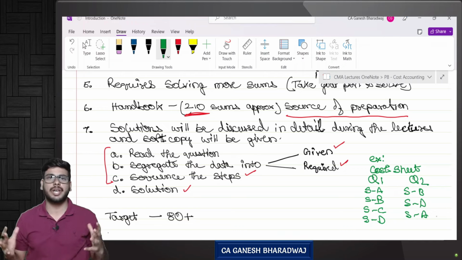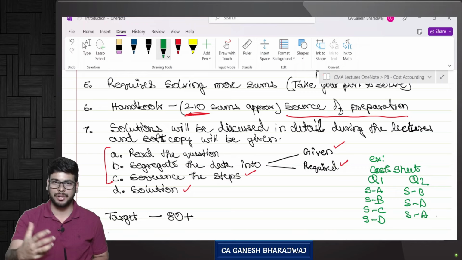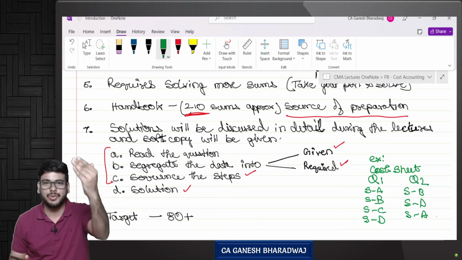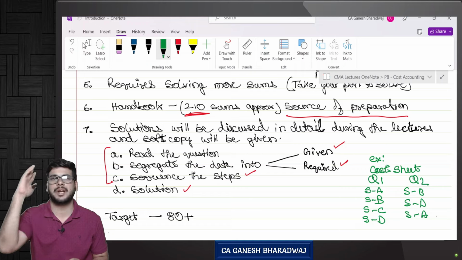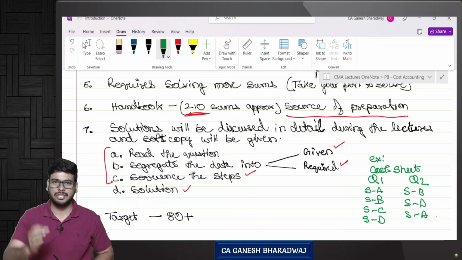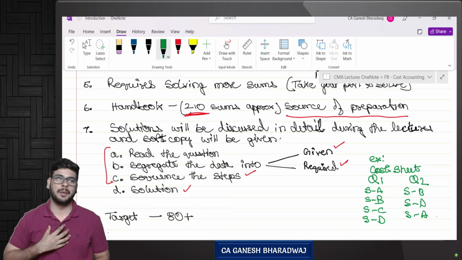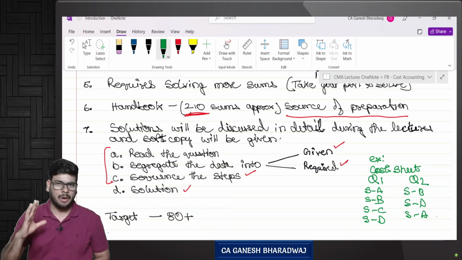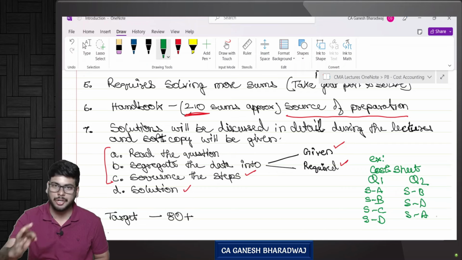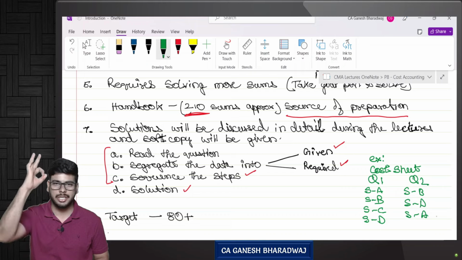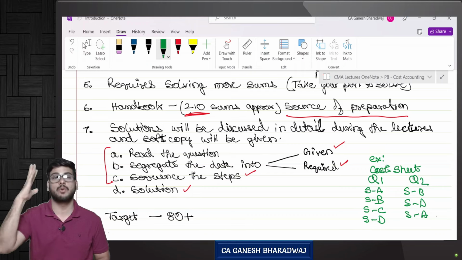Now, how do you get this? Two things. One, if you have a conceptual grip over the subject, you will know how to start and how to begin. And number 2, this can come only by practice. So always have this in your mind, guys. Two things are a must for a paper like cost accounting. Number 1, conceptual understanding of the subject, which will be done during the course of our lectures. You need not worry about it. 100% concept clarity will be provided to you.